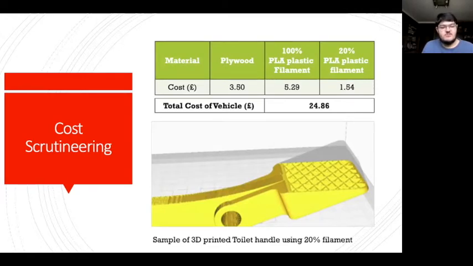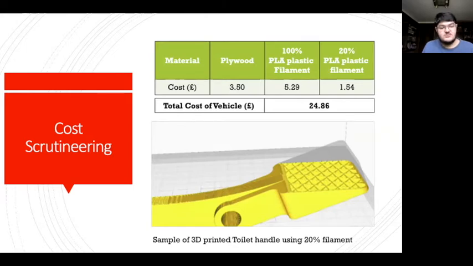We managed to stay within our budget by changing the material of our chassis from plywood to 20% PLA filament, cutting our chassis costs by 59%, as using plywood would have cost us £3.50, while using 20% PLA cost only £1.45. 100% filament was not used as it would have been too expensive, costing us £5.30.